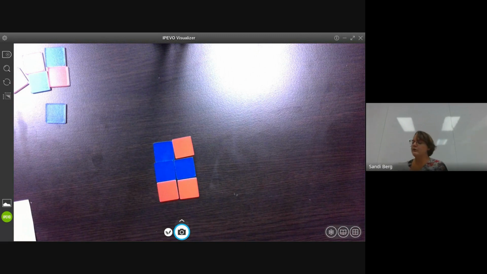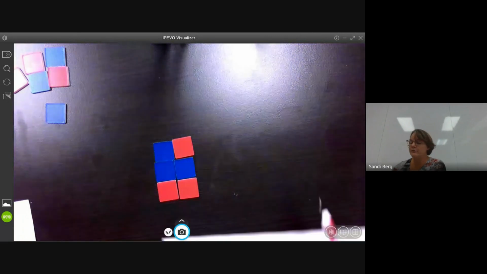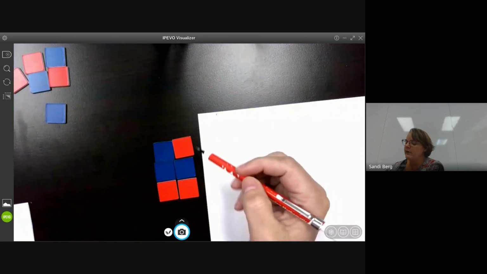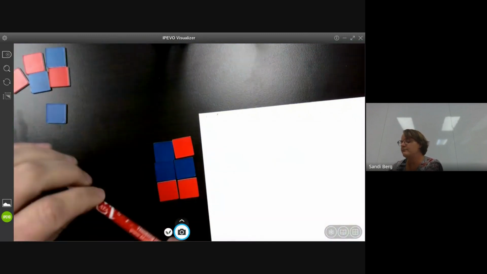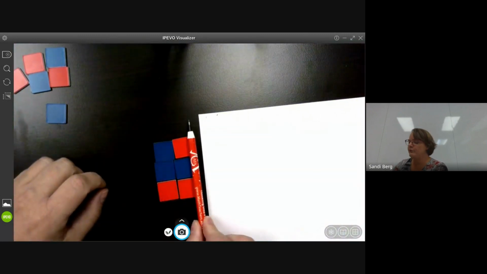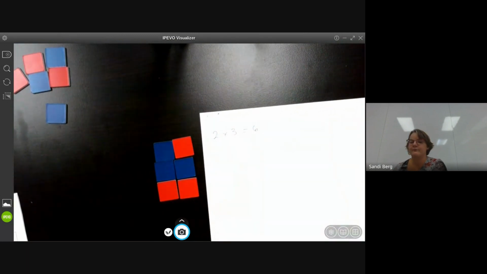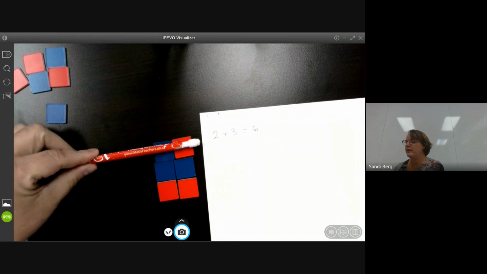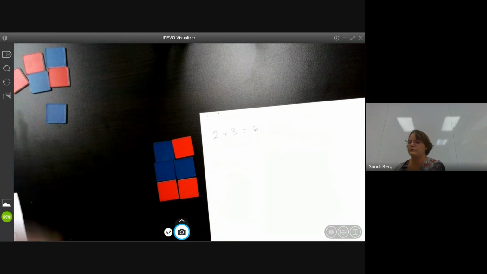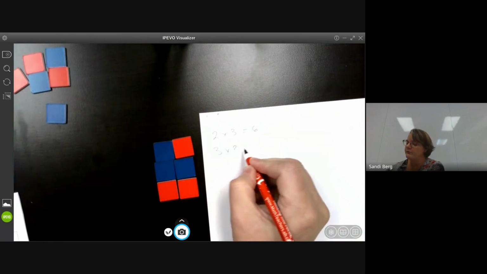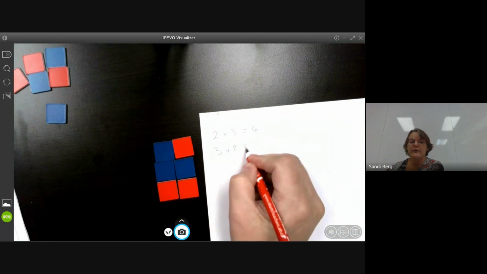I can ask what are the multiplication statements that fit with this, and a student might say, well, I can see in here 1 3, 2 3s. So 2 3s is equal to 6. Another student might say, I see 1 2, 2 2s, 3 2s. 3 2s is equal to 6.